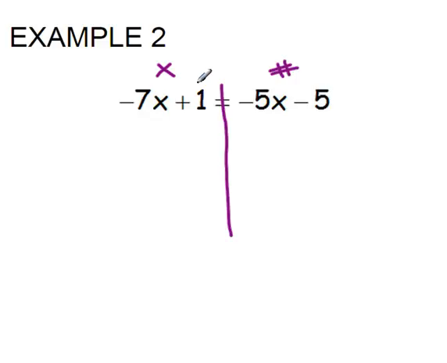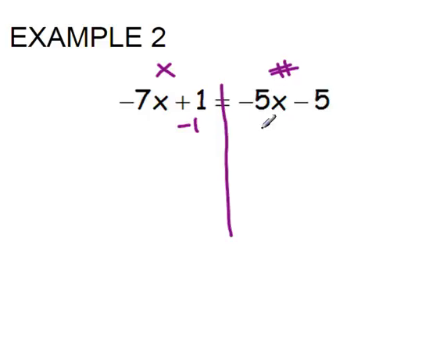I'm going to start by focusing on the left side. I want the variable here, so I need to keep this negative 7x. However, this positive 1 is a constant, so I need to move it to the other side using its inverse. The inverse of positive 1 is a negative 1. Now when I move it to the right side, because again we have to subtract 1 on both sides, I need to make sure that I do this with its like term.